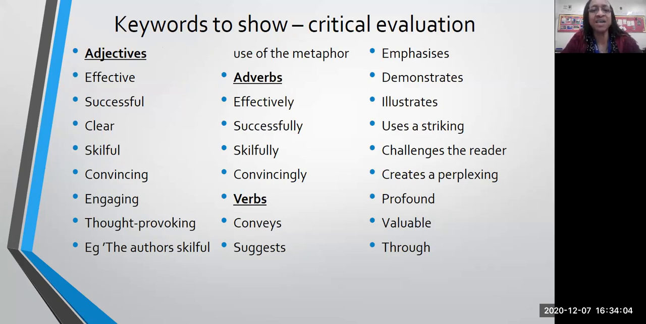You can say that the writer has effectively shown that this person is miserable in the text, or the writer has skillfully used this adjective, or the writer has convincingly shown the people who were unhappy in the carriage. So I'm going to leave this up on the screen. Whilst you're writing, you can be incorporating some of these words in your PEAL paragraphs.